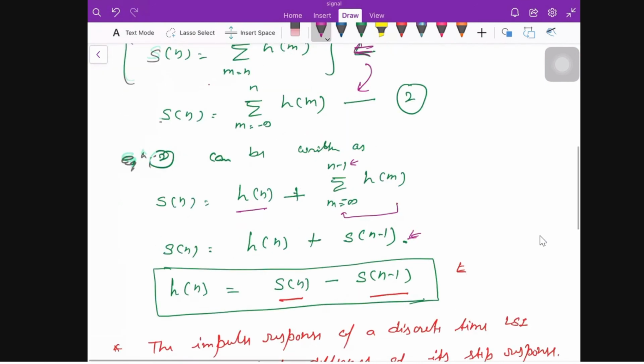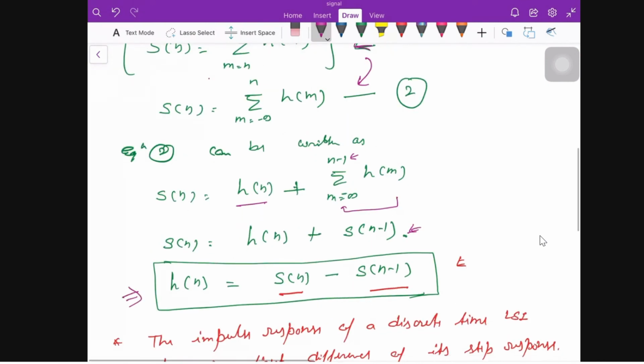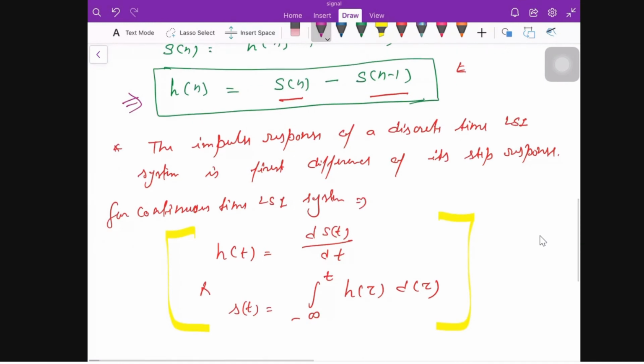So we can write it down: for a discrete time LSI system, the impulse response hn equals Sn minus Sn minus 1. And for continuous time, if you consider a continuous time LSI system, the impulse response ht equals the differentiation of st, dst by dt, and this st is the integral from minus infinity to t of h tau d tau. Okay, so in this way we can calculate the step response.